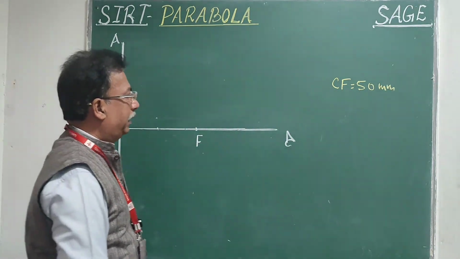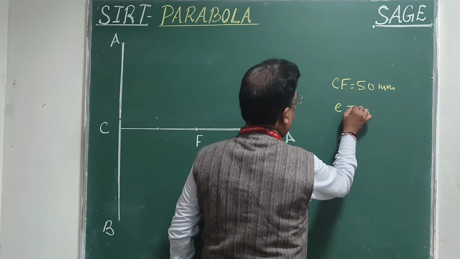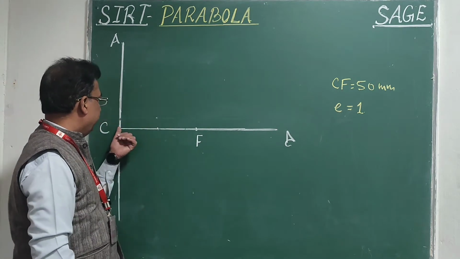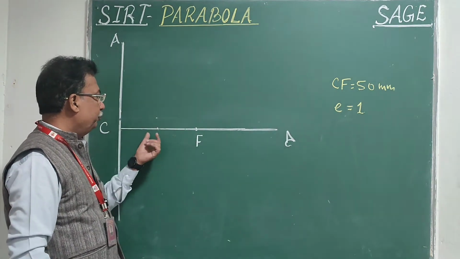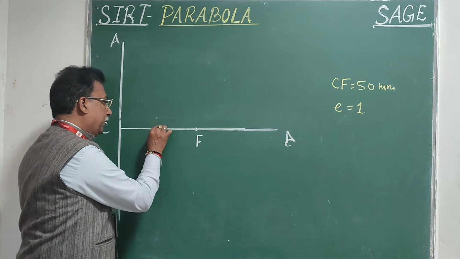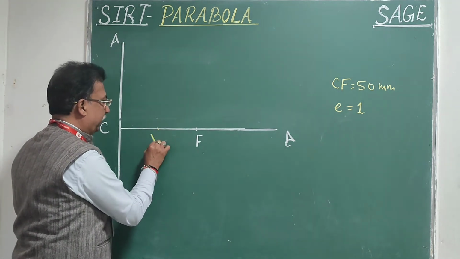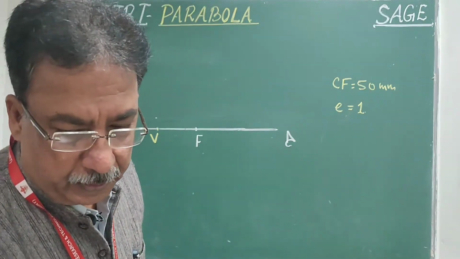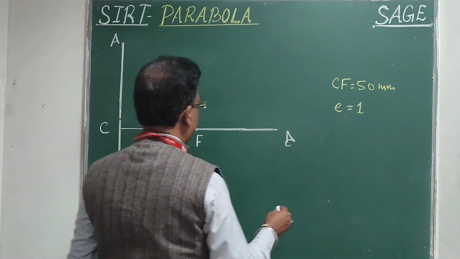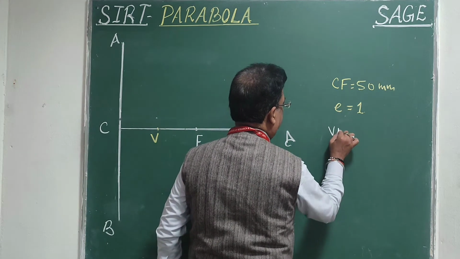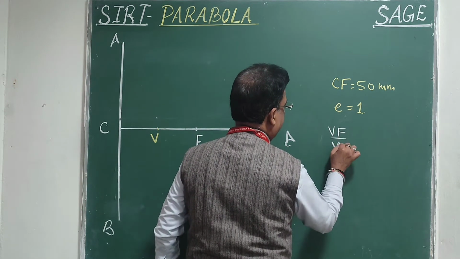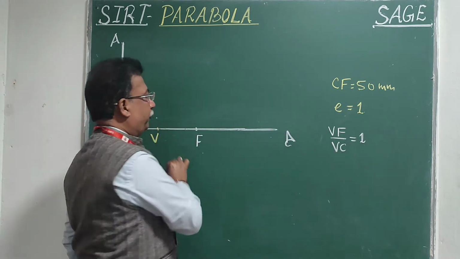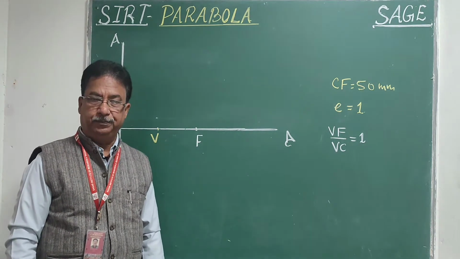As you know, for a parabola the eccentricity will be 1, so that is 1:1. So what we will do is divide this line CF into two parts. The midpoint of CF will be our vertex, the first point on the parabola. If you want to justify it, the distance VF upon VC will be 1, which means this point will be one of the points on the parabola.